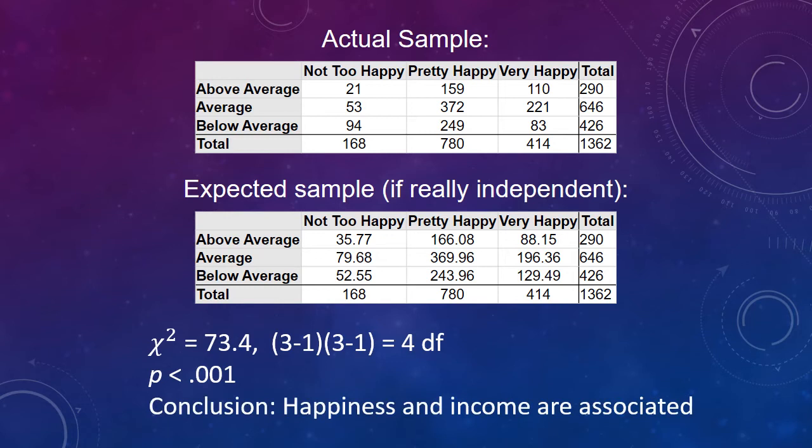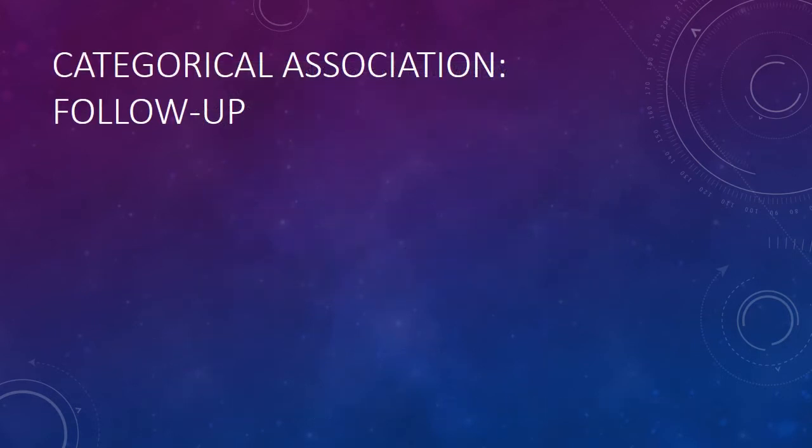For the happiness and income table, we can compute a chi-squared statistic of 73.4. How many degrees of freedom will this chi-squared statistic have? Well, we have 3 rows and 3 columns, so we'll take 3 minus 1 and multiply it by 3 minus 1. That gives us 4. The p-value in this case is less than 0.001. So our conclusion is that we have evidence suggesting that happiness and income level are related to one another.